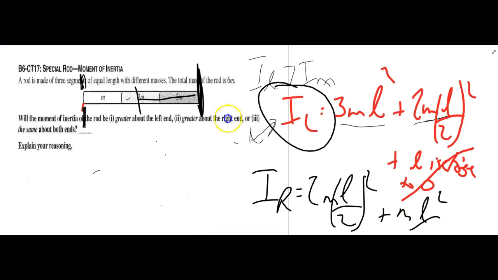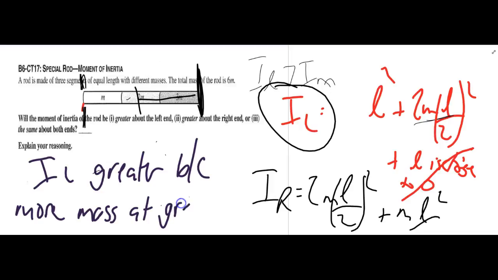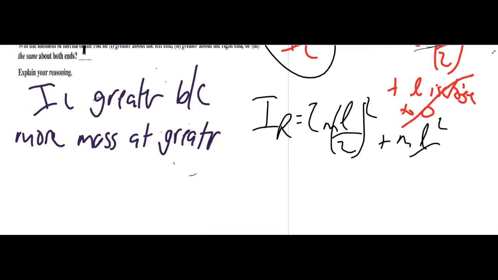Okay. Again, the basic understanding and how to explain that. Okay. I about the left is greater because I have more mass at a greater distance from the axis of rotation.